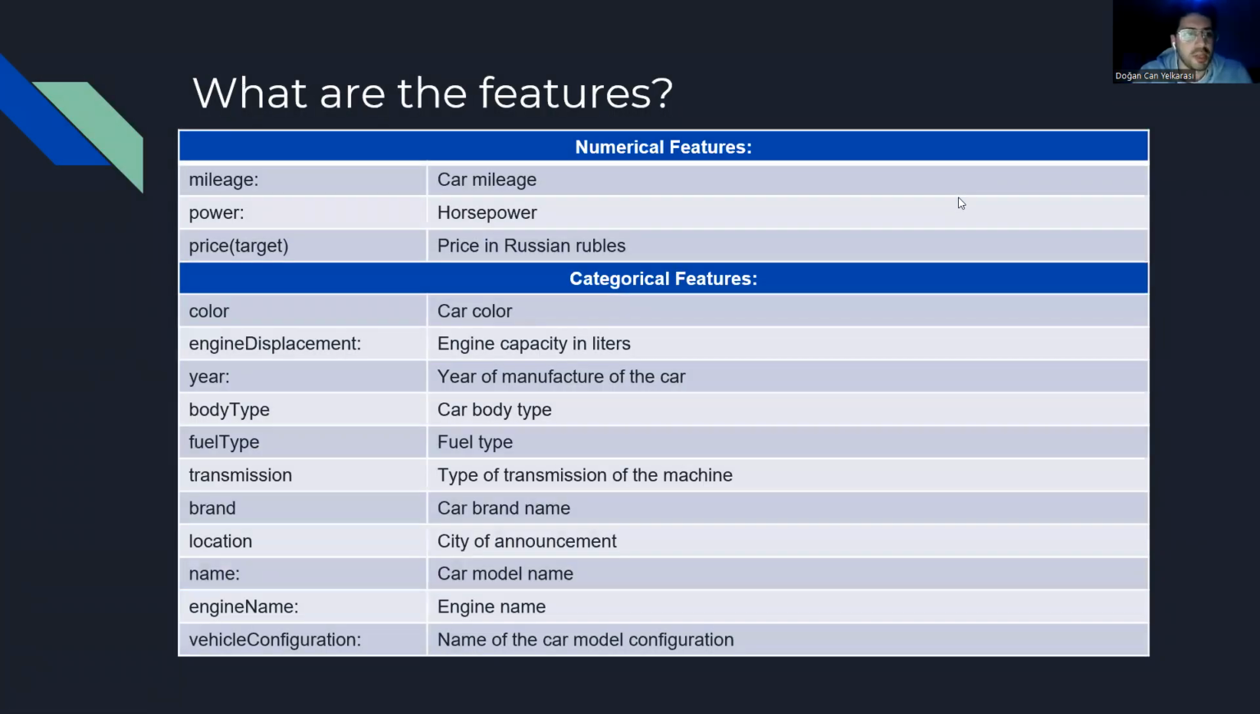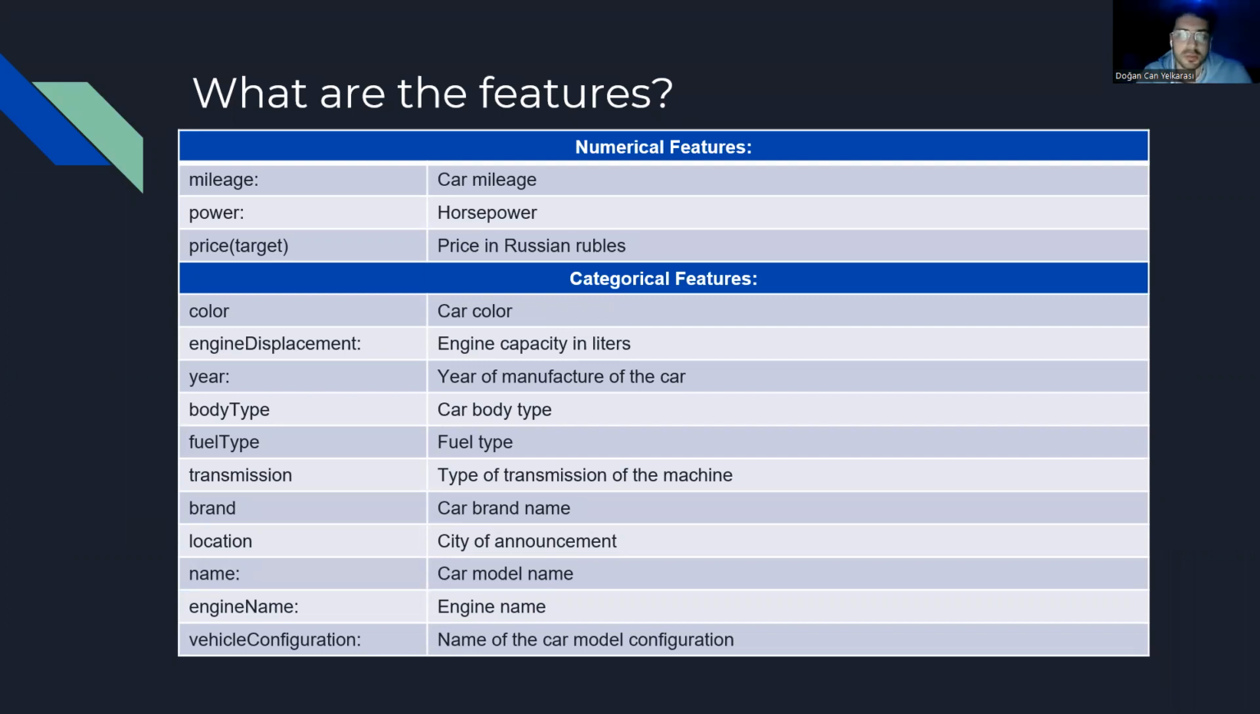Numerical features are mileage, power, and price. Price is in Russian rubles. Categorical features are color, engine displacement, year, body type, fuel type, transmission, brand, location, name, engine name, and vehicle configurations.